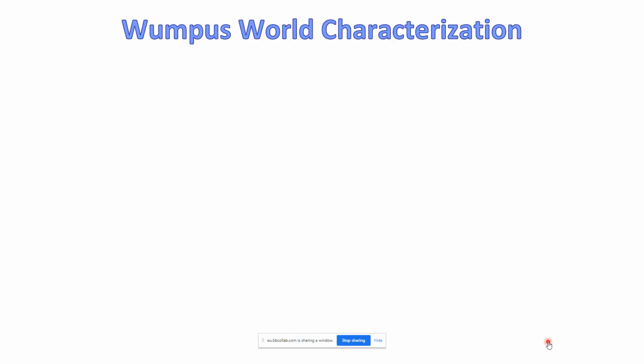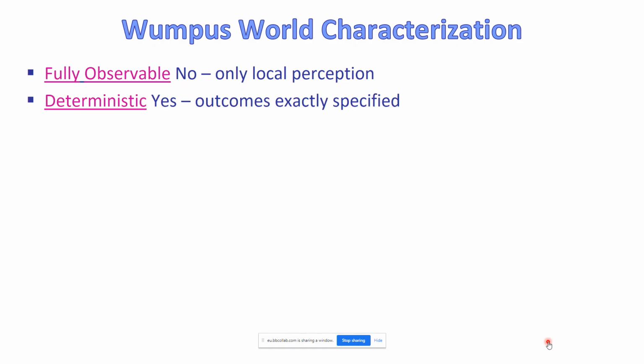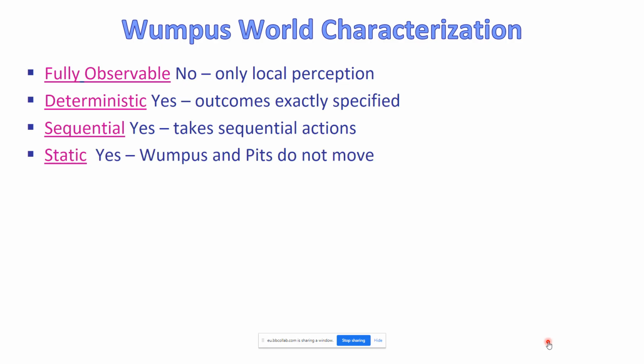Now some characteristics of the Wumpus world. Is it fully observable? Of course not, because the agent doesn't know what is in the rooms that he didn't explore yet. So he doesn't have the full picture. It's only through local perception. Is it deterministic? Yes, there is no randomness here. The outcomes are exactly specified. Is it sequential? Yes, we are making sequential actions one by one.